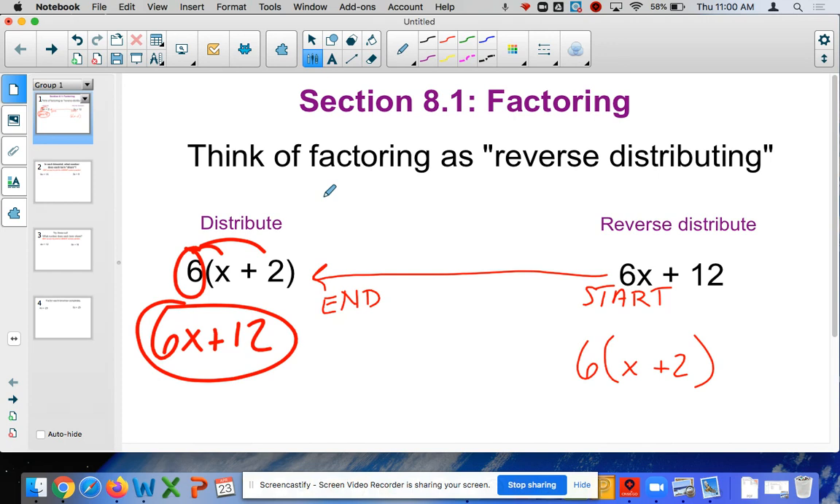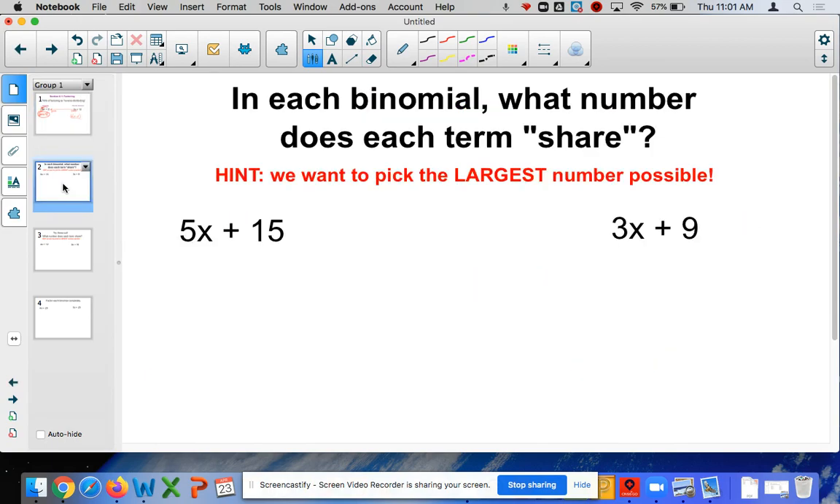Now, did we end up right where we started, where it says distribute? I've got a 6 times x plus 2 here, and I've got a 6 times x plus 2 there. So yeah, we're good. That's what factoring is. It's reverse distribution. We want to end where we started originally. Now, are we going to have that first distribution always? No.